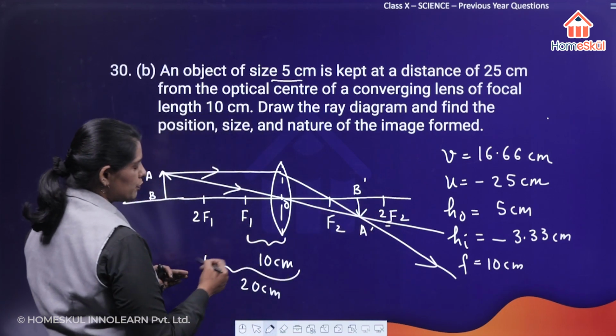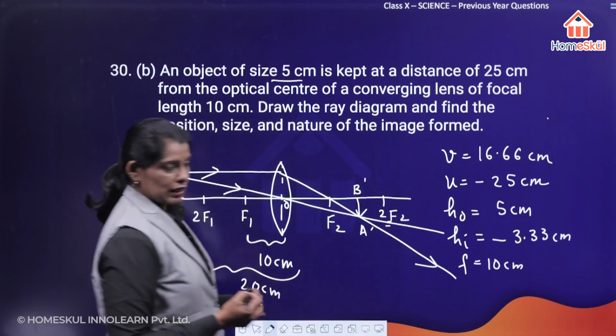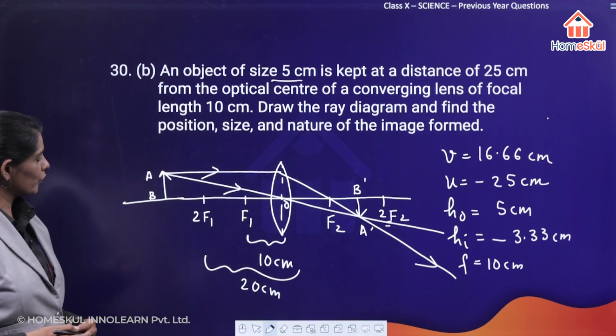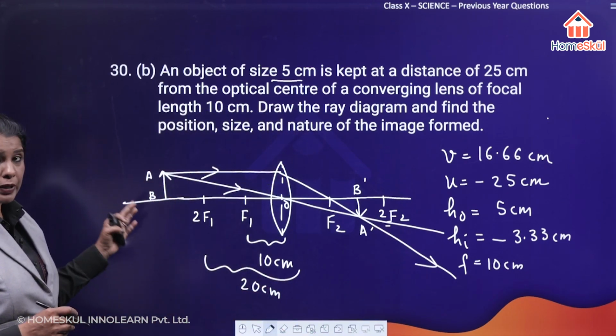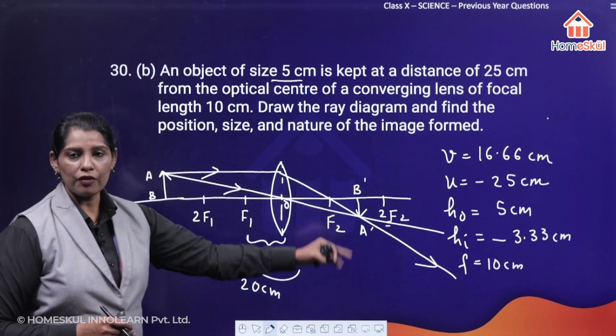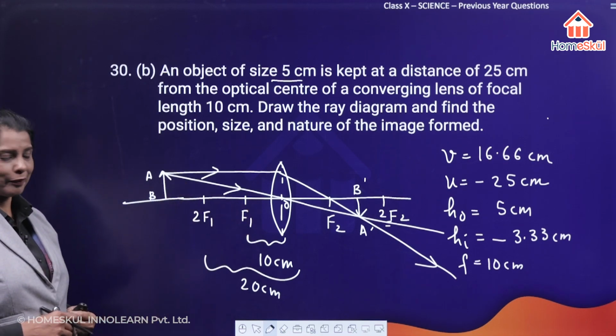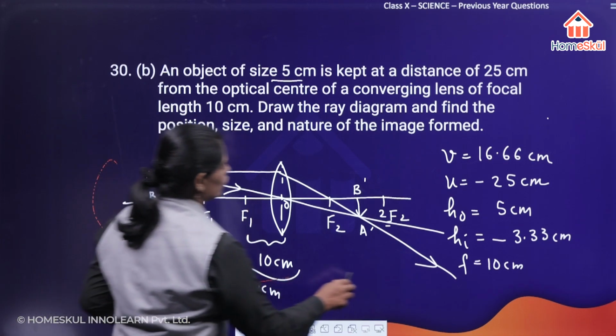That means it is between 10 and 20 centimeter, and we have already got the value as 16.66 centimeter. So this is the ray diagram to represent the position, size, and of course the nature of the image formed in this particular question. Clear? Coming to the next question.